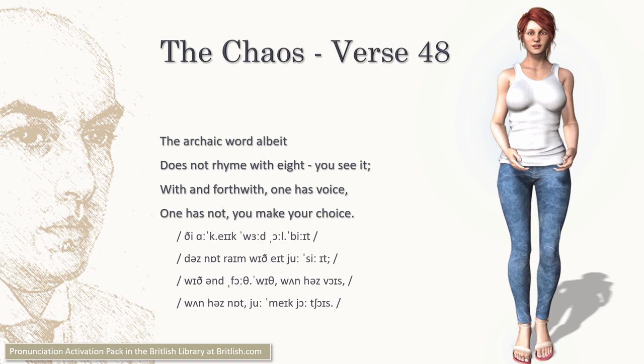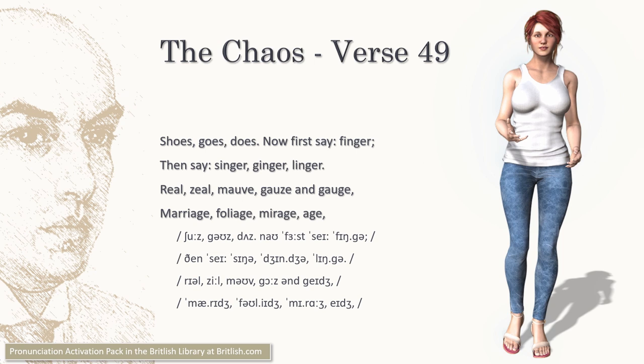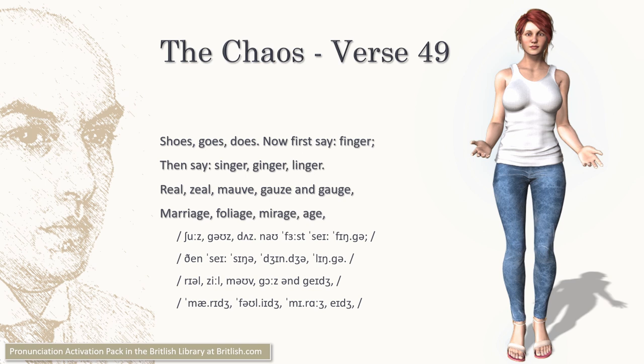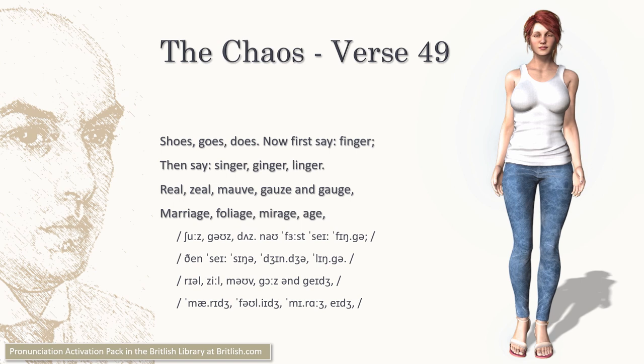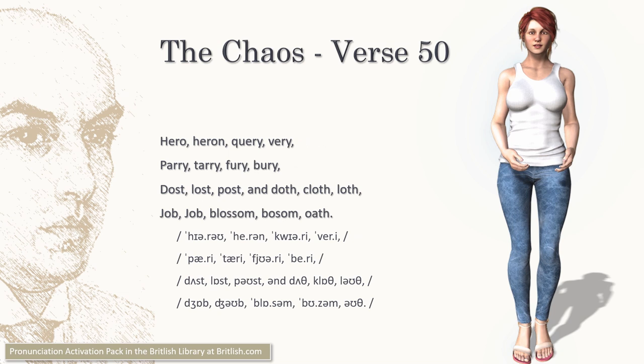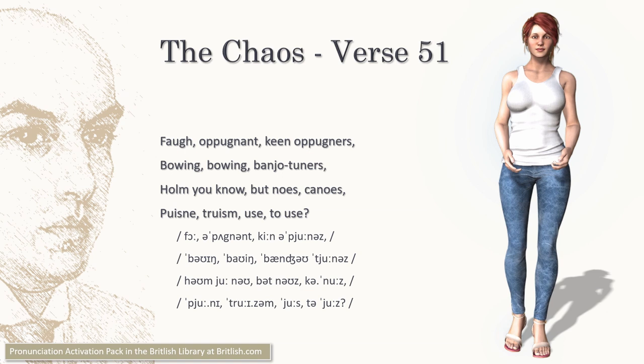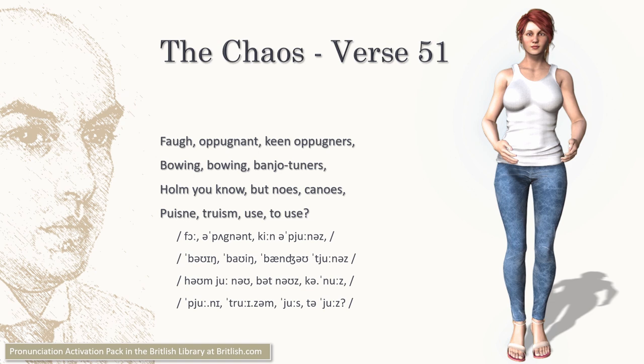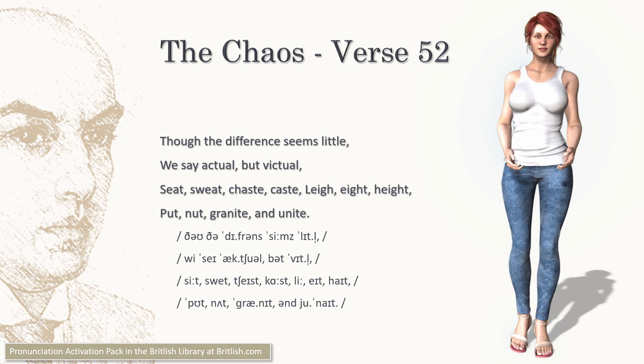Shoes, goes, does. Now first say, finger, then say, singer, ginger, linger. Real, zeal, mauve, gauze and gauge, marriage, foliage, mirage, age. Hero, heron, query, very, parry, tarry, fury, berry, dust, lost, post, and doth, cloth, loath, job, blossom, bosom, oath. Oppugnant, keen oppugners, bowing, banjo tuners, whom you know, but knows, canoes, puny, truism, use, to use? Though the difference seems little, we say actual, but, vital.